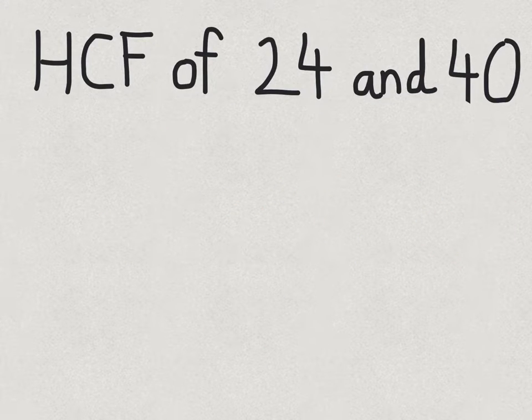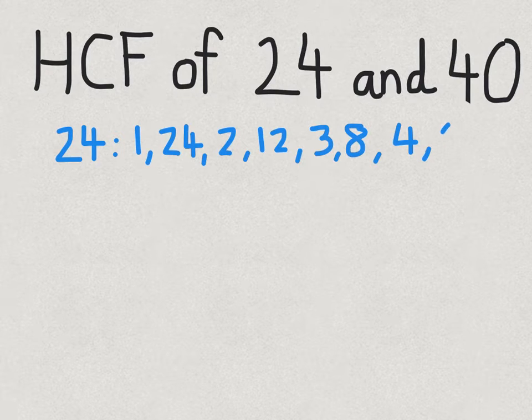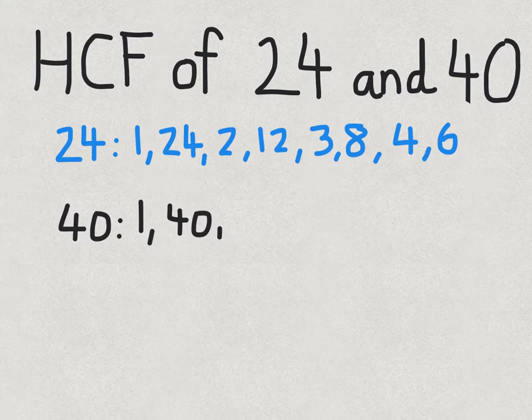Right, so we're looking at the highest common factor of 24 and 40. So you may just remember from the previous slide that we know our factors of 24. Let's put them down quickly anyway. 1 and 24, 2 and 12, and we have 3 times 8, which is 24, and we have 4 and 6. So have a look, have we got them all? Hopefully we do.